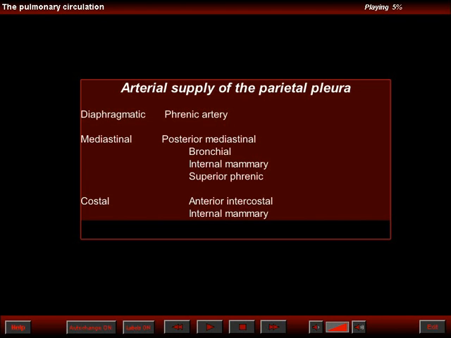The blood supply to the parietal pleura comes from diaphragmatic arteries, that is the phrenic artery. The mediastinal parietal pleura is supplied by posterior mediastinal and bronchial arteries, the internal mammary artery, and the superior phrenic artery. The costal pleura is supplied by the anterior intercostals and the internal mammary.